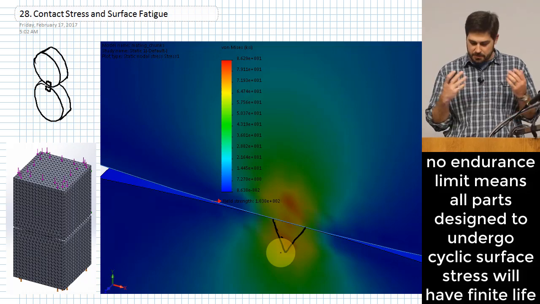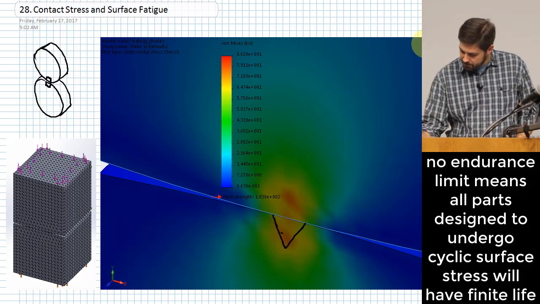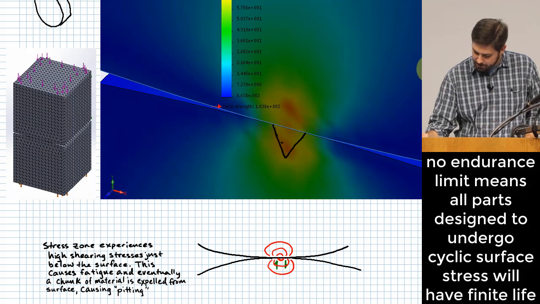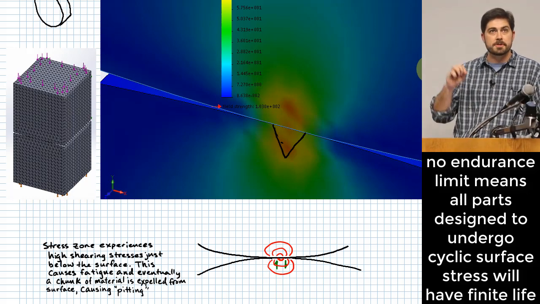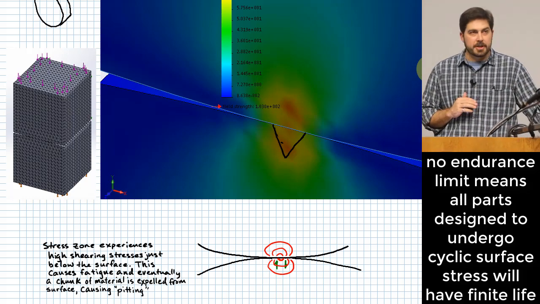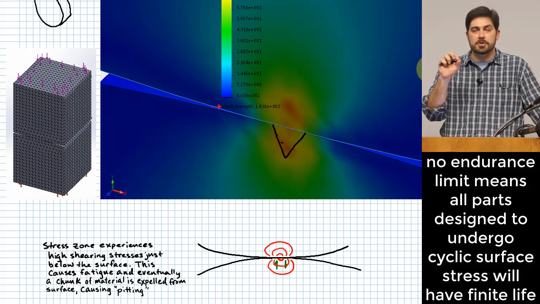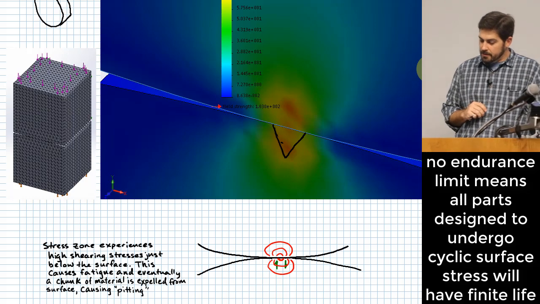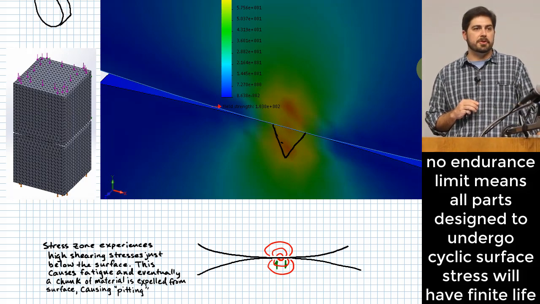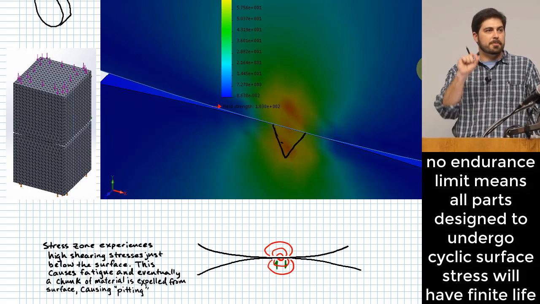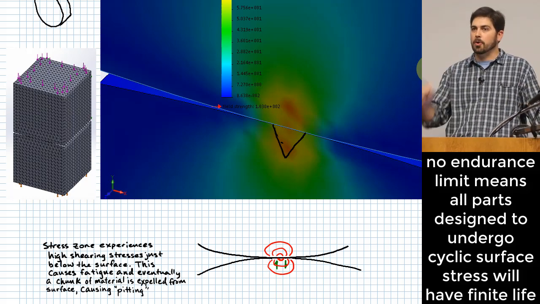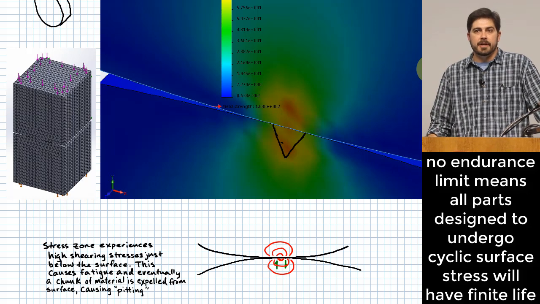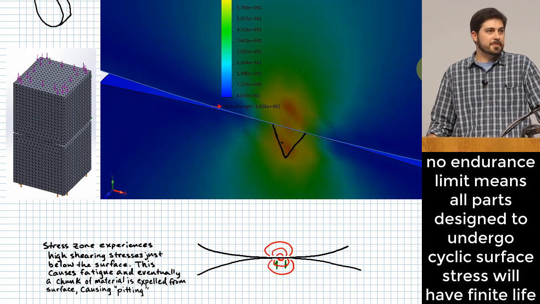All right, so this is what we're going to do with this, and that's kind of what I put as a little statement right down here. Your stress zone experiences high shearing stresses just below the surface, and that basically causes a fatigue to happen just below the surface, and at some point a little bit of material is expelled from that little zone of high stress, and it creates a little pinhole in the surface of the material. And having a few of those is not a big deal, all right, in most cases.